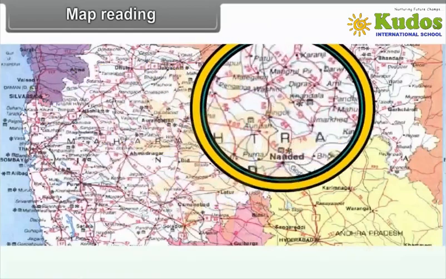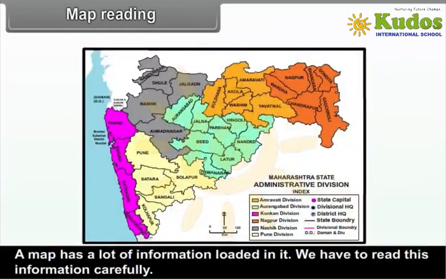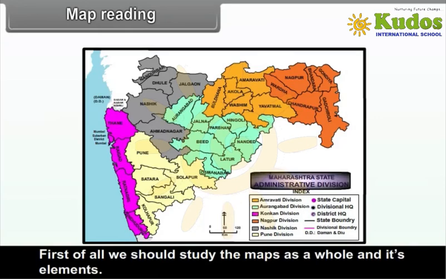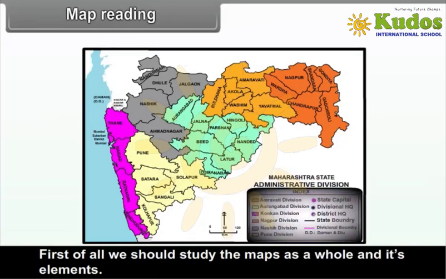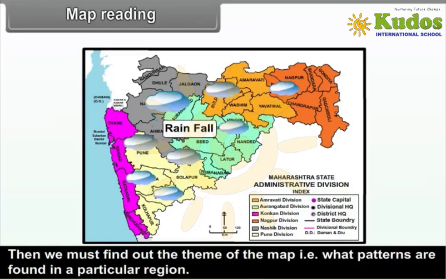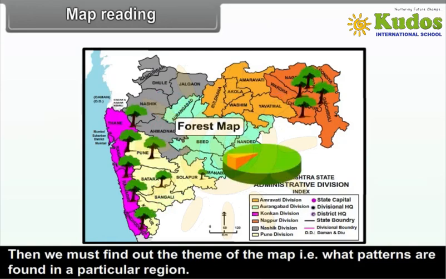Map reading. A map has a lot of information loaded in it. We have to read this information carefully. First of all, we should study the map as a whole and its elements. Then, we must find out the theme of the map. That is, what patterns are found in a particular region.